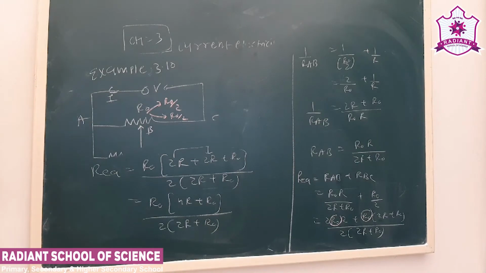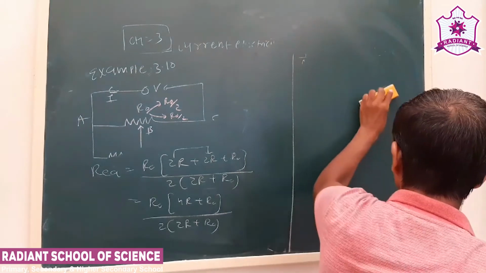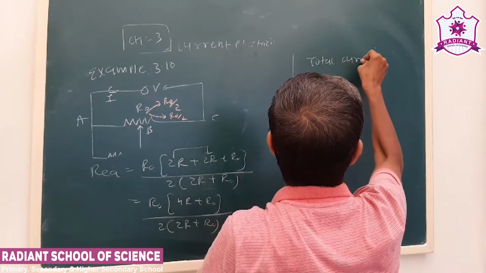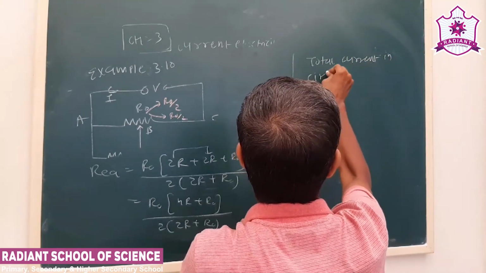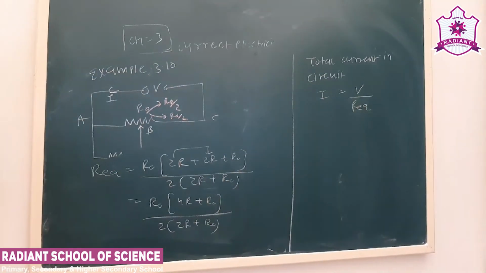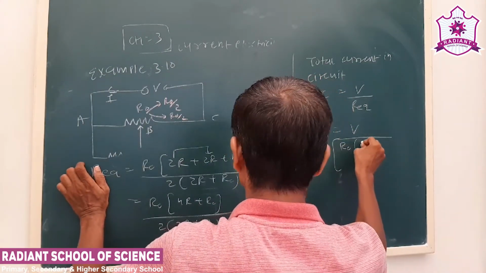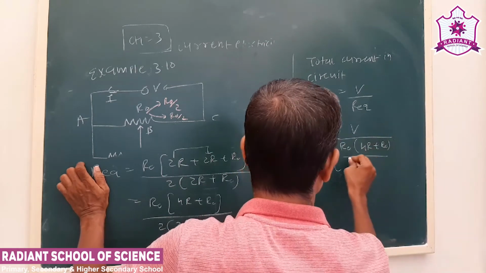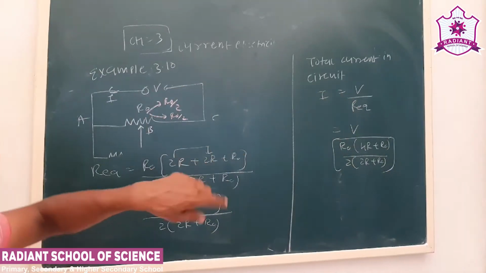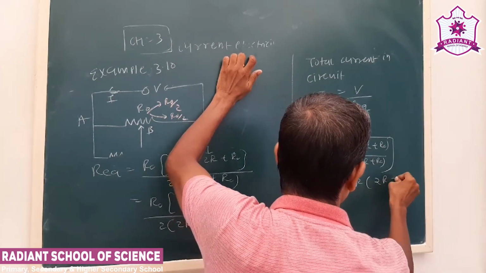Now this is R equivalent. What will be the current, total current in the circuit? V upon R equivalent, V upon... now this term will move to the numerator, so that will make 2VR upon 2R plus R0.